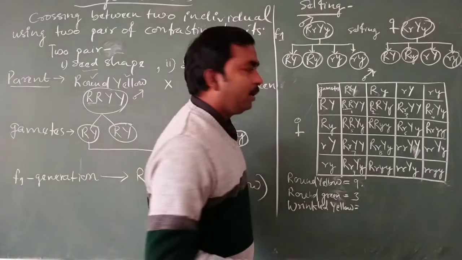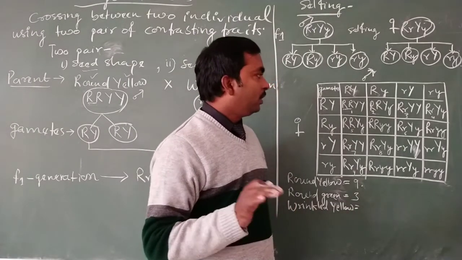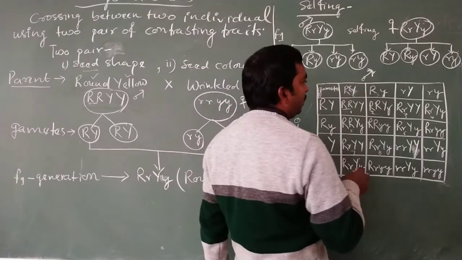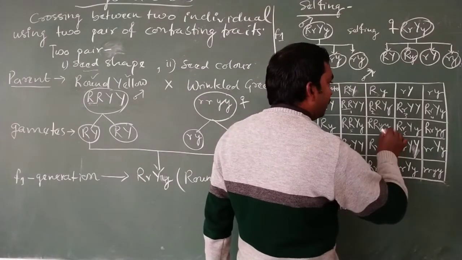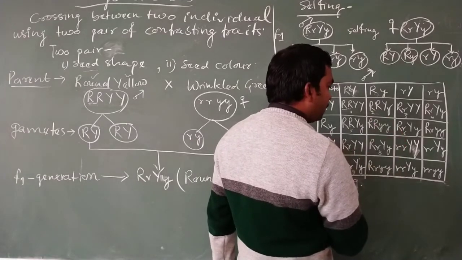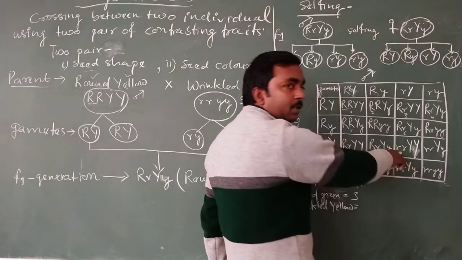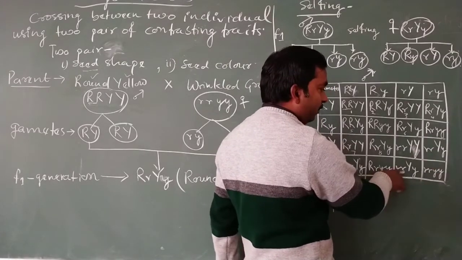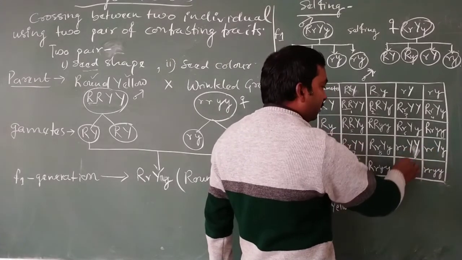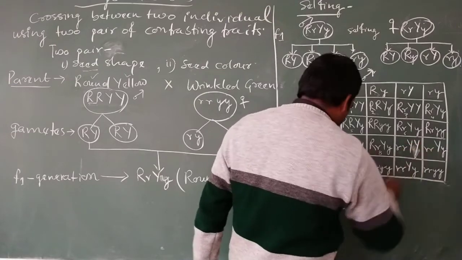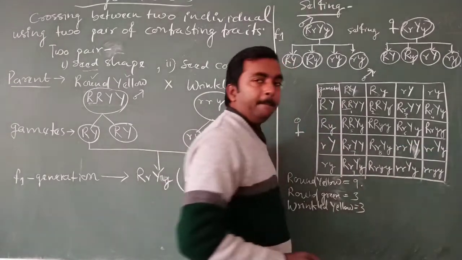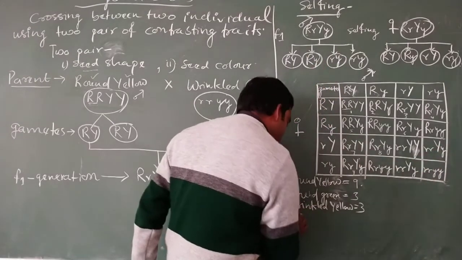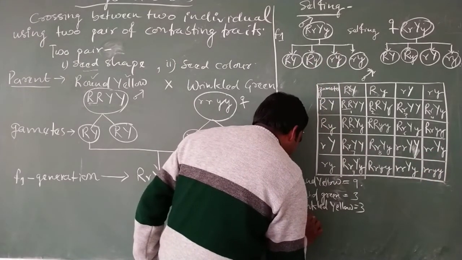So for the wrinkled yellow, we also count the number of outcomes from this result. Here the first wrinkled is small r with capital Y, this is also, and this is also. So the number of wrinkled and yellow products is also 3. And lastly, one remains, which is the wrinkled and green.